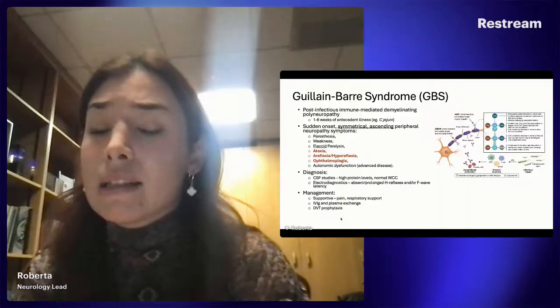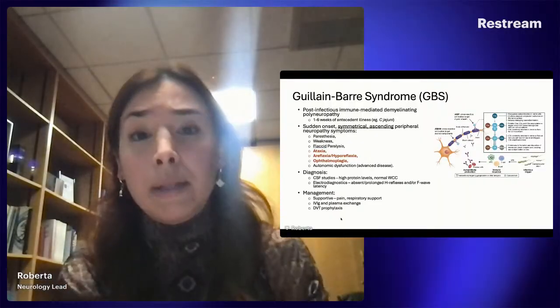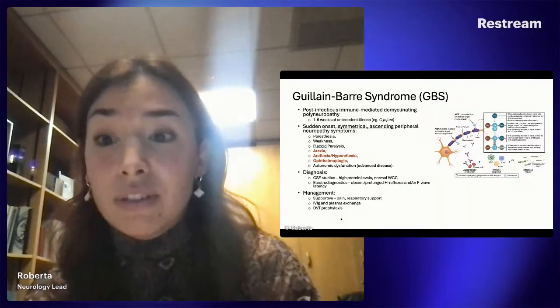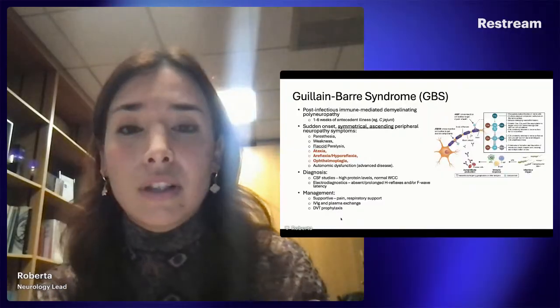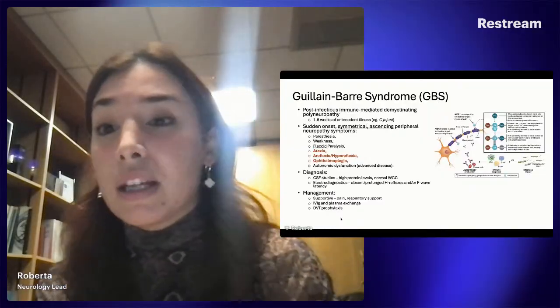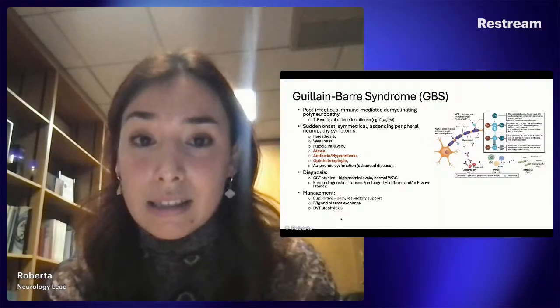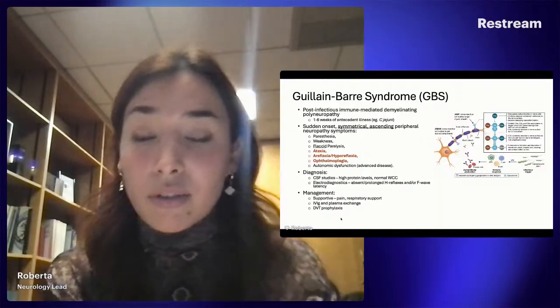But the most important thing is that these patients will probably be spending a lot of time in bed, especially if they've developed paralysis as a consequence of the condition. It's very important that we give them appropriate DVT prophylaxis because they will be at risk of thromboembolisms.